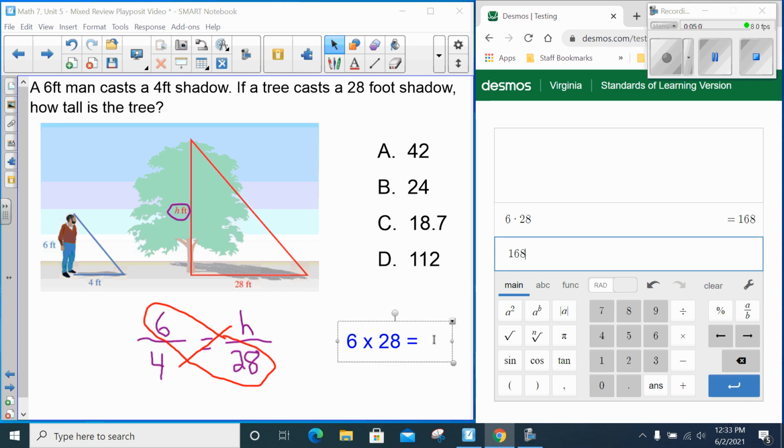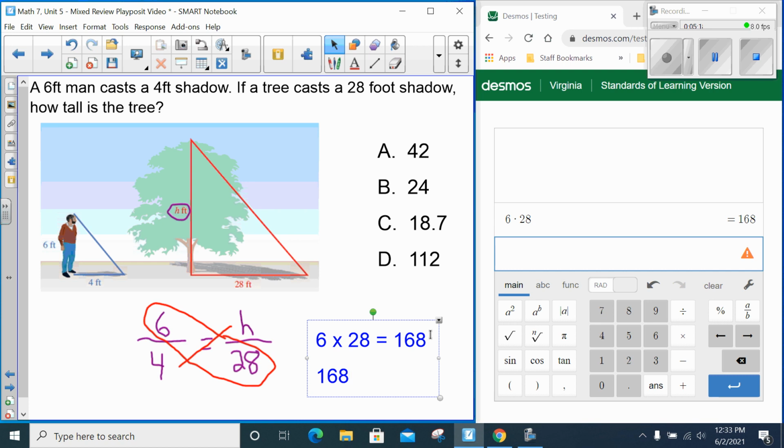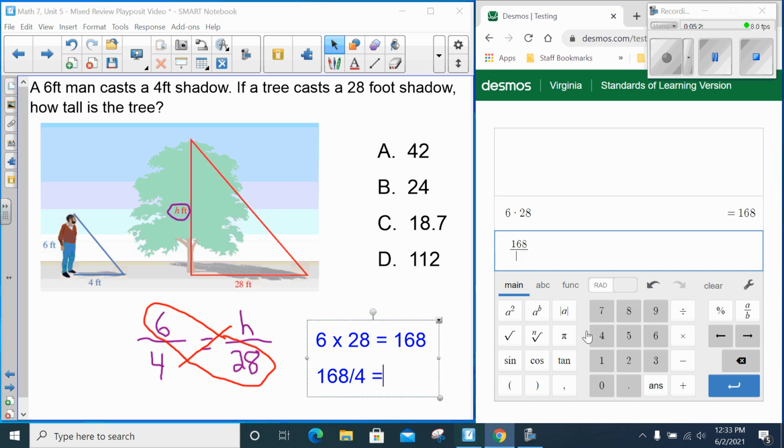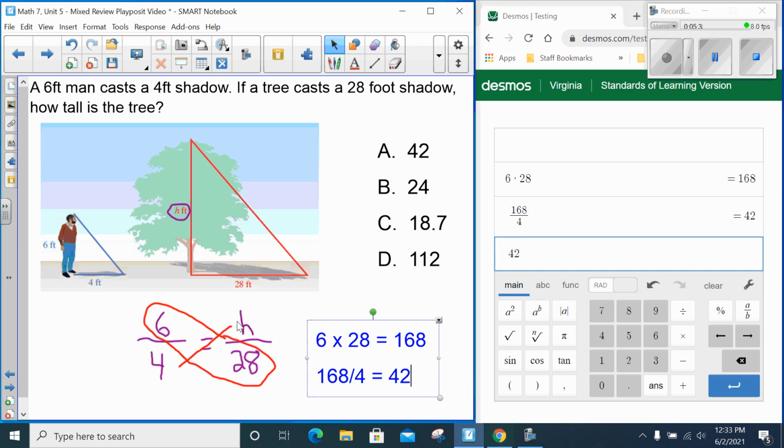Which equals 168. Oops. And then I get to take my answer and divide that by the number across from h, or x. I'm going to divide by the number 4. So over here, I want to know what 168 divided by 4 is, and I get 42. So my final answer here is that the height of this tree is 42 feet.